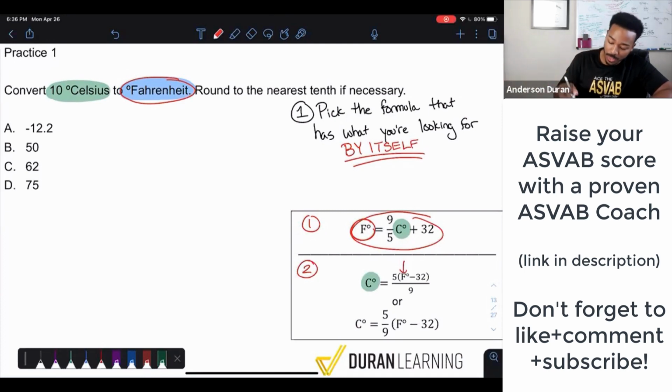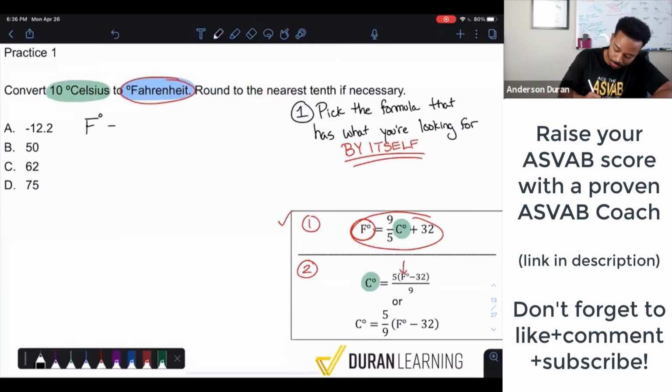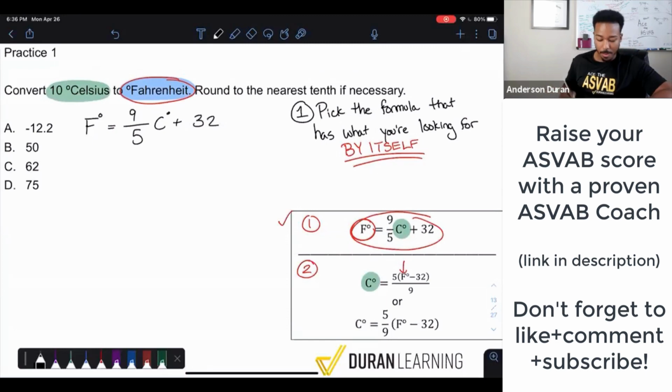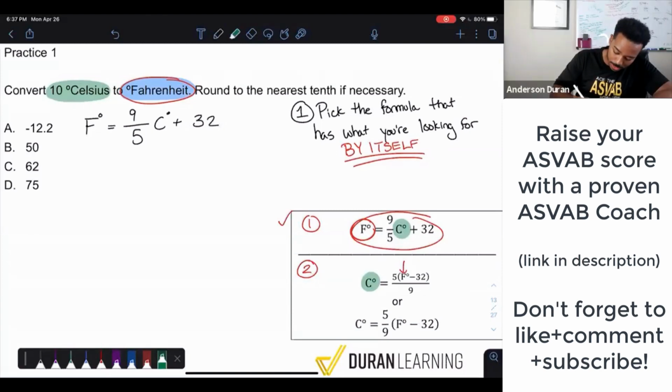And so because we're going to pick the formula that has what we're looking for by itself, that's going to be number 1. Let's repeat that formula, plug it in, and have a good day. 9/5C plus 32. All right, everybody, what number are we plugging in for C, for Celsius? 10. Right on. So we're going to take that C right there and replace it with 10.